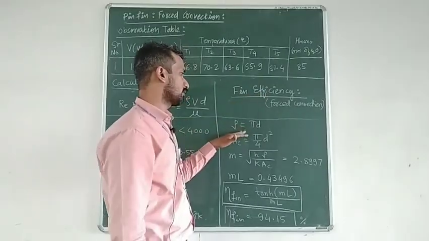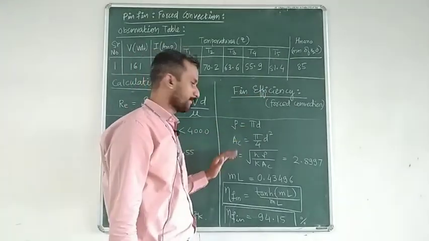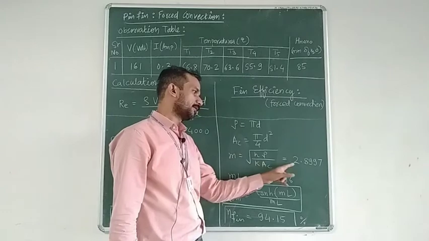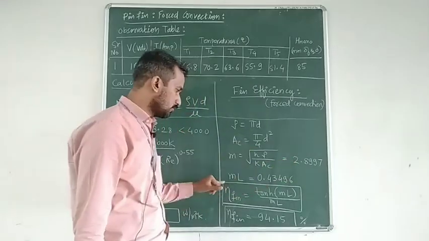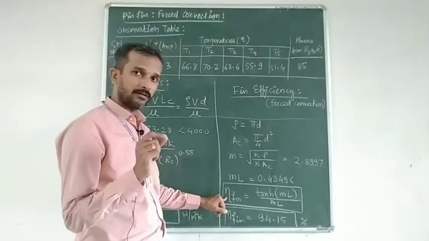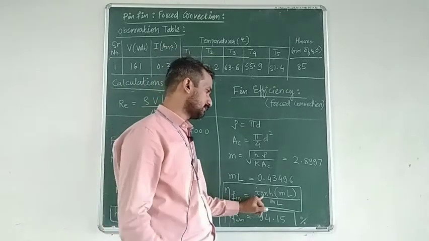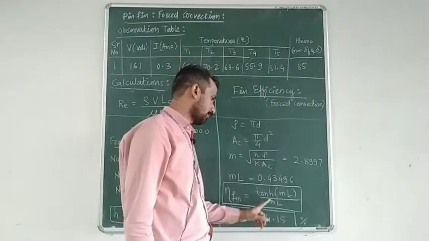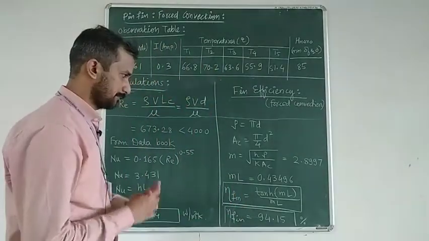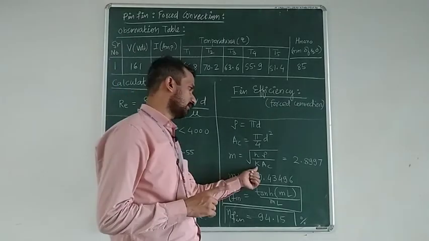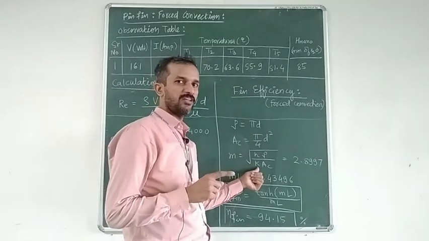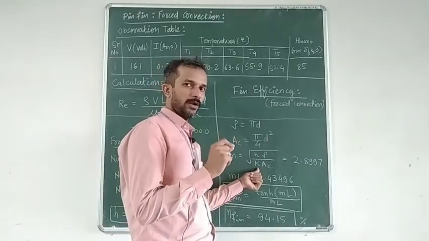We know that the perimeter of the fin and the area of cross section of the fin can be computed, and putting all those values we can get the m value. M value is the square root of hP upon kAc, that is 2.8. So we can obtain this particular mL, and then the fin efficiency for an insulated tip fin. For an insulated tip fin it is tanh mL upon mL, and putting all these values we get the efficiency of the fin as 94.15%. Here care has to be taken that this conductivity is not the air conductivity. This is for fin analysis, so it is the fin conductivity, aluminum fin conductivity, which is 205 watt per meter Kelvin.